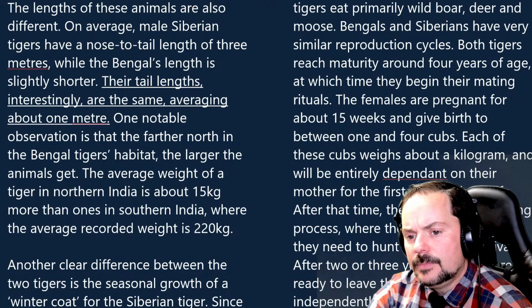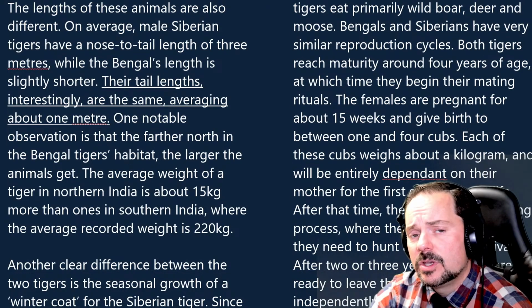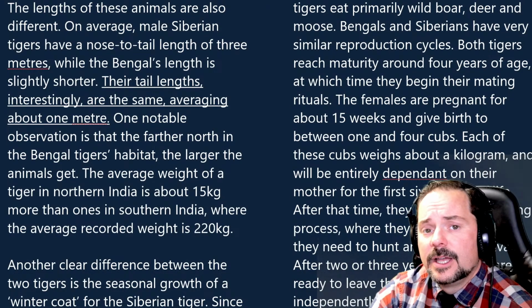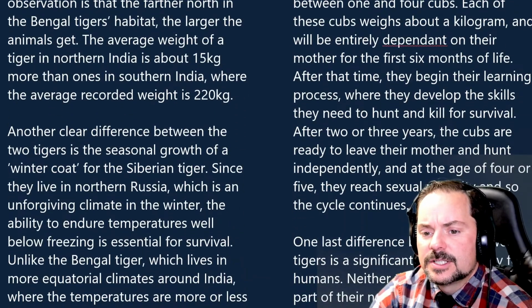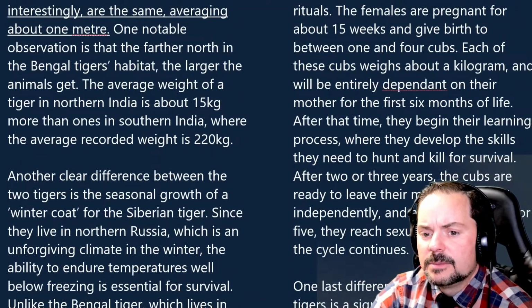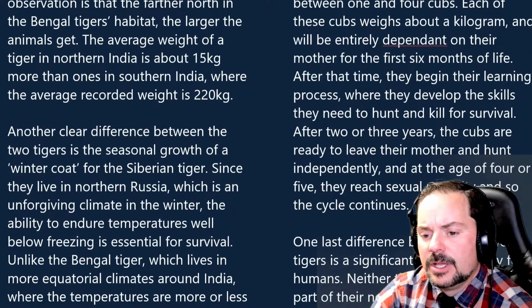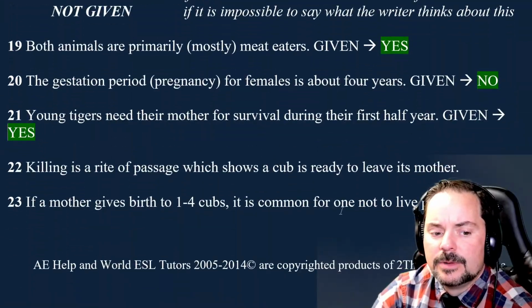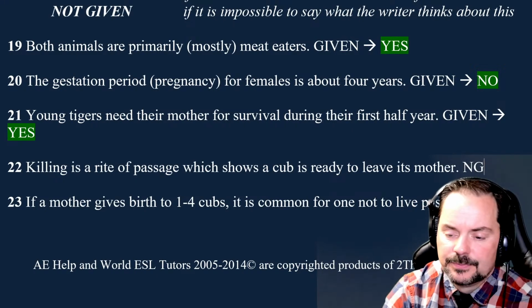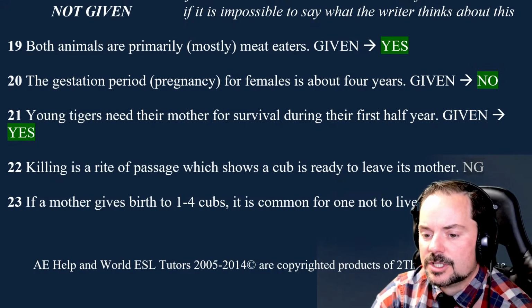So you go back to that paragraph, and that's when you can take an extra minute and skim read the paragraph, and then you realize that, oh no, they weren't. It talks a little bit about hunting and killing, but it doesn't talk about them being ready to leave their mom. So this one is actually not given. It's a little bit suspicious. It's a little bit too much detail.